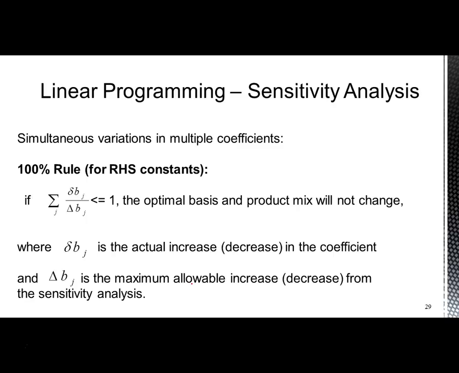For the simultaneous changes, I already showed you this by default. The 100% rule says that if this condition set on the right hand side is less than or equal to 1, the optimal basis product mix will not change. That means the optimum solution will not change, where del beta j is the actual increase or decrease of the coefficient, and the denominator is the maximum allowable increase or decrease from the sensitivity analysis. Okay, that's it for the sensitivity analysis.